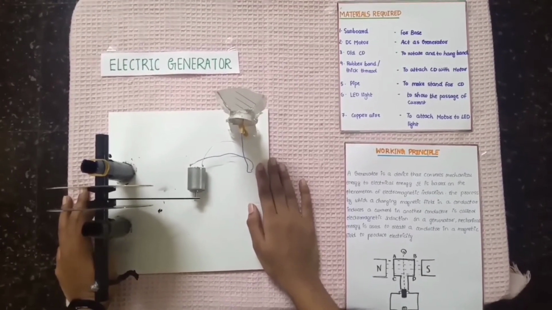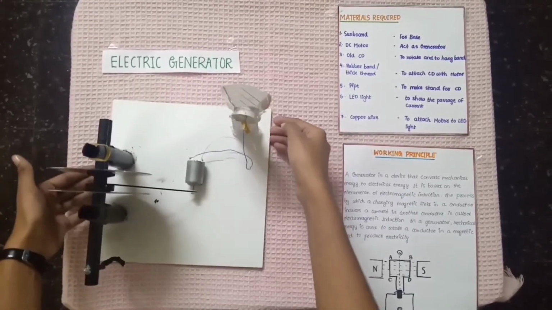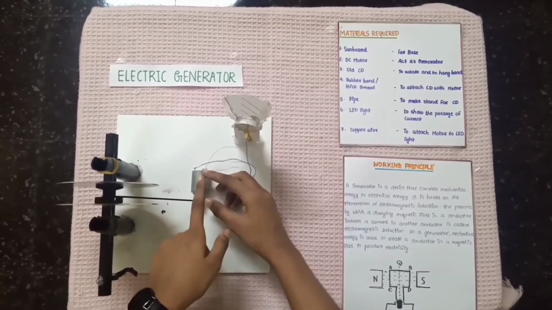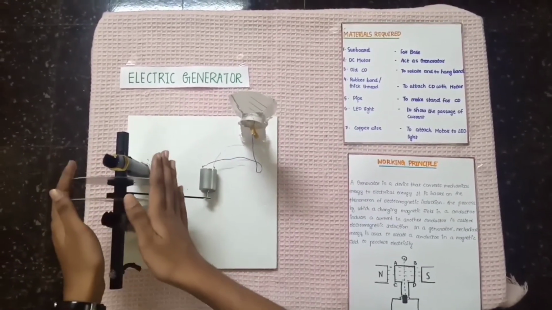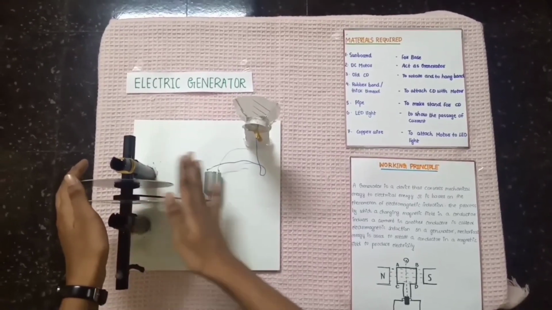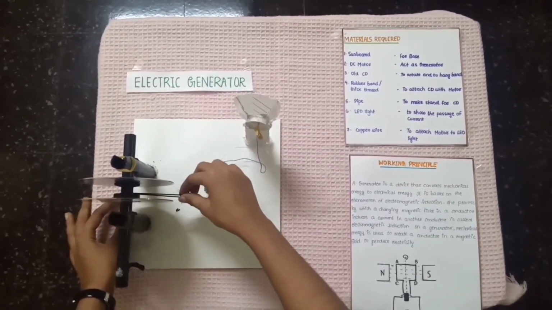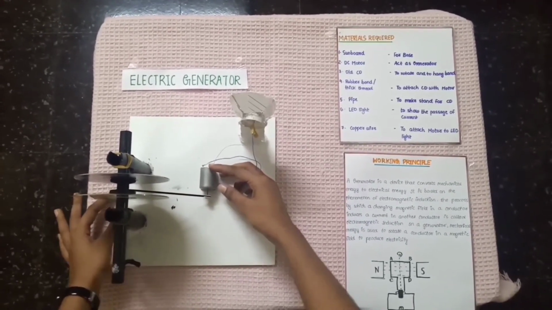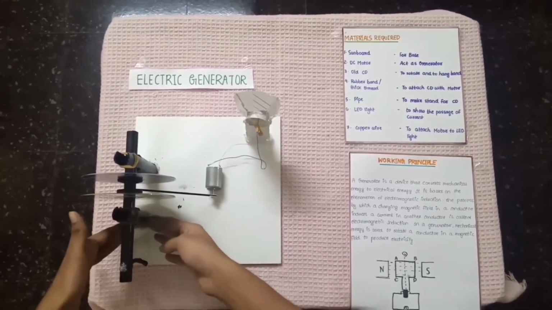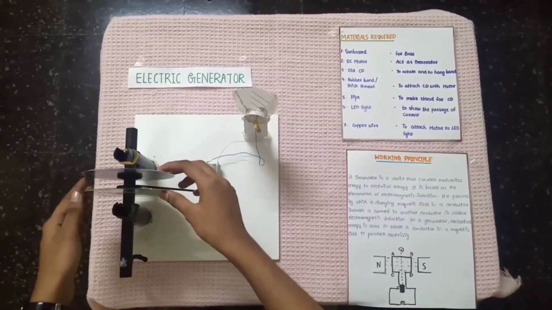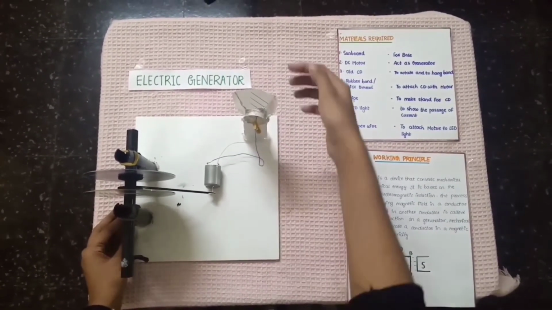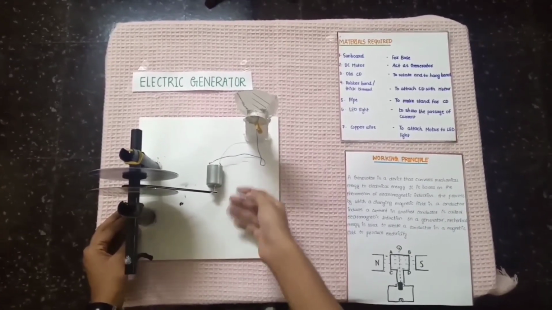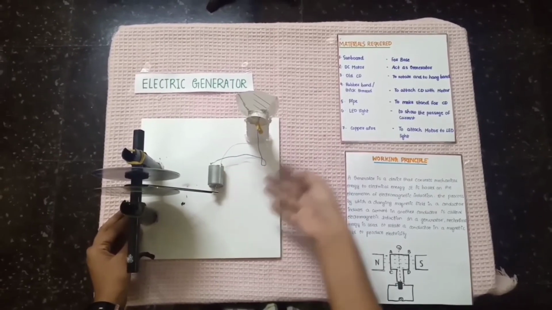So as we have discussed earlier, the materials required for this working model are sunboard for base, DC motor which acts as electric generator, CD for hanging the rubber band and to rotate the DC motor, rubber band to attach CD with DC motor, pipe used as stand for CD, LED light to show the passage of current from the DC motor, and copper wire to attach CD with LED light.